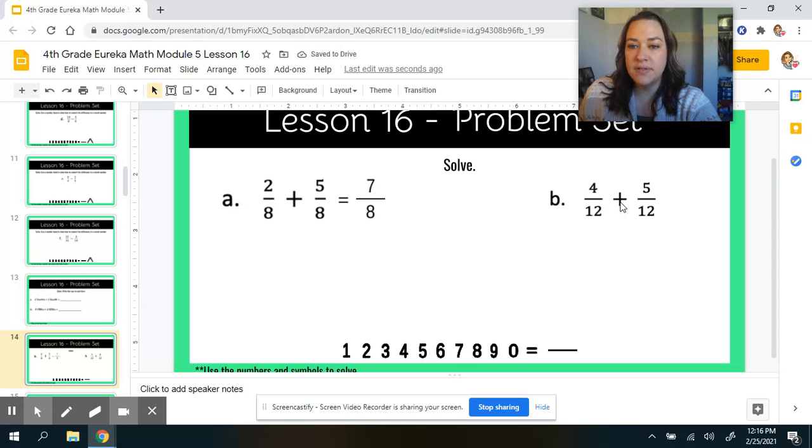We have 4/12 plus 5/12. We know it's going to be 12ths, so we can set that up. And then we add our numerator. 4 plus 5 gives us 9.